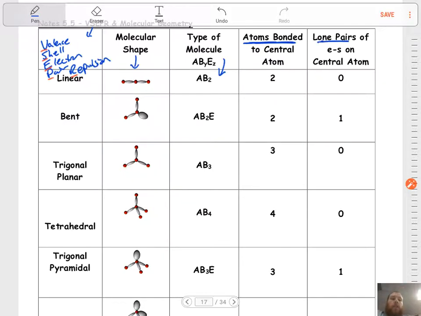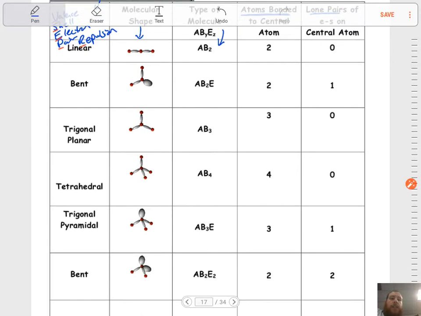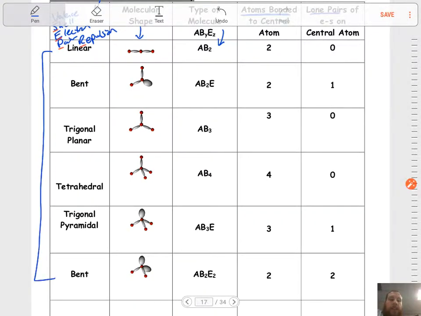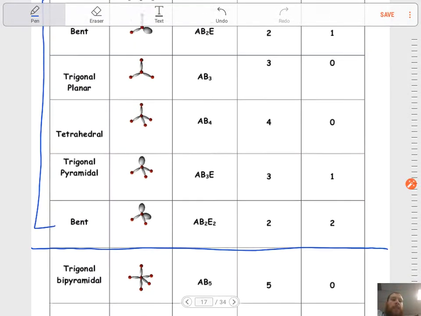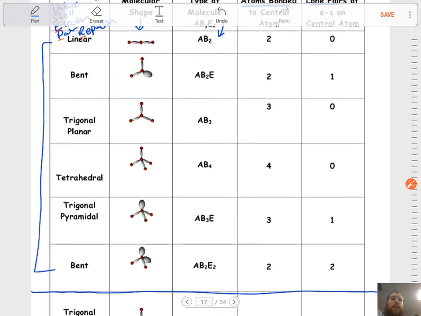Okay? So you need to memorize, which means you need to study and know the first 6 for this class. So linear all the way down to the second bent. Okay, so if you wanted to draw a line right here, okay, these trigonal bipyramidal and octahedral, we won't see those at all in this class. It's more of an AP level structure. But these top 6 are fair game. You need to make sure you know those.